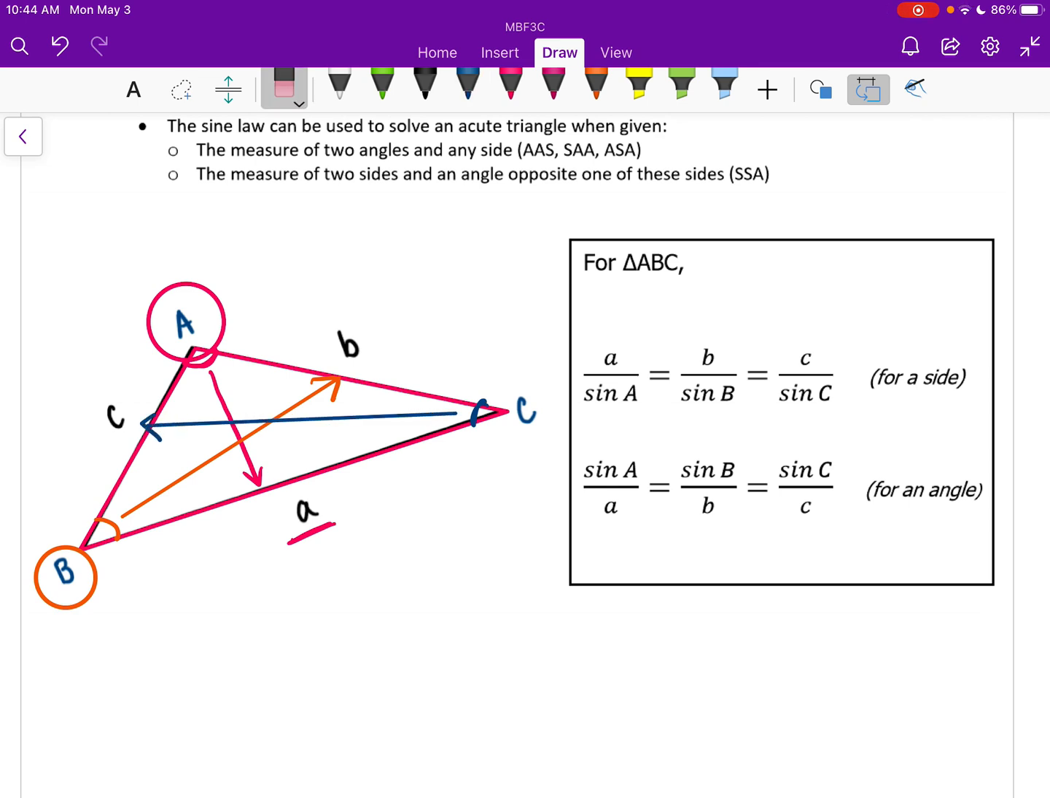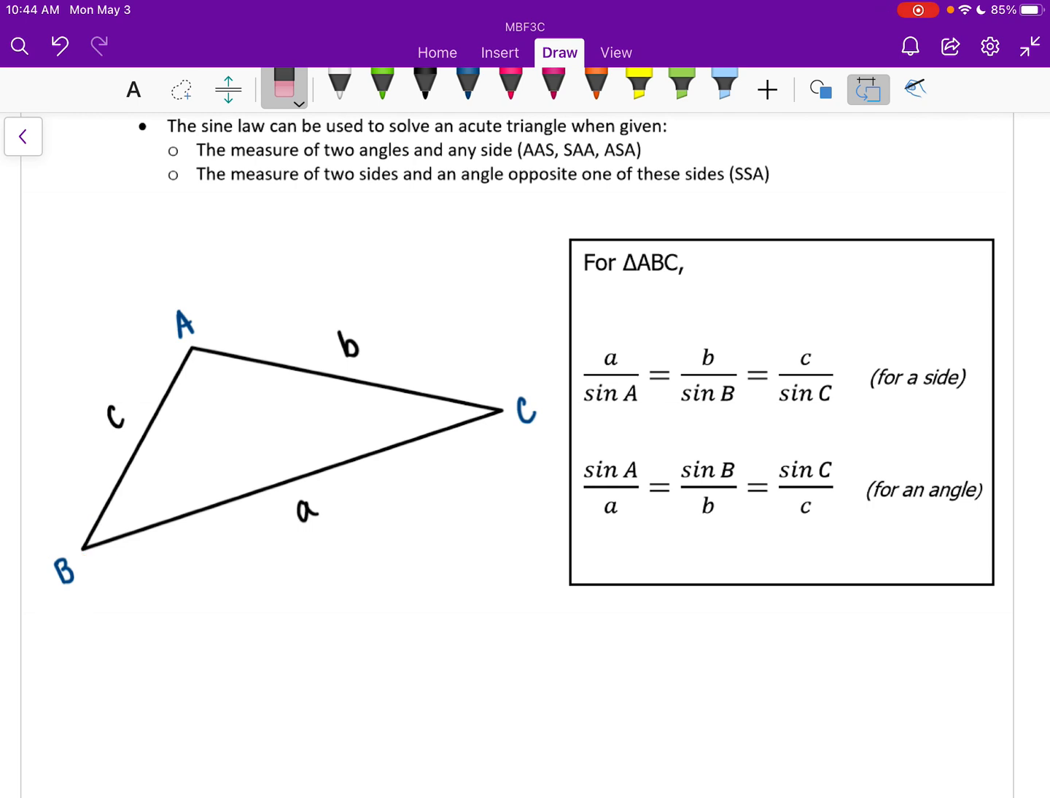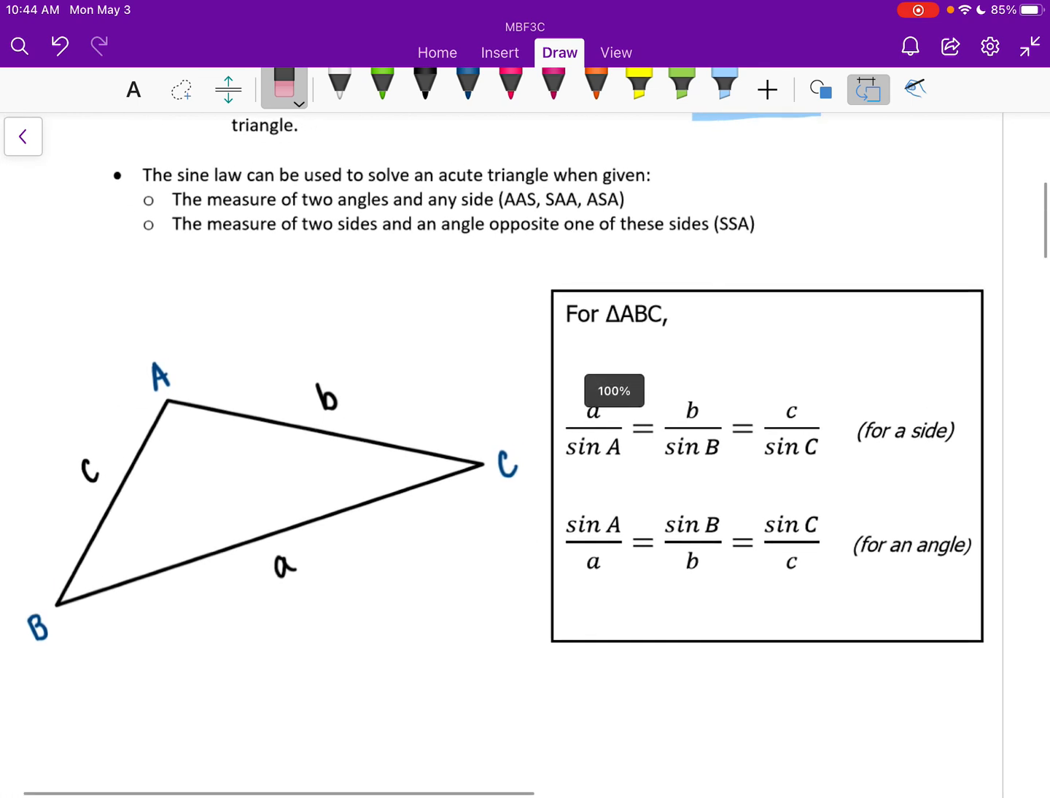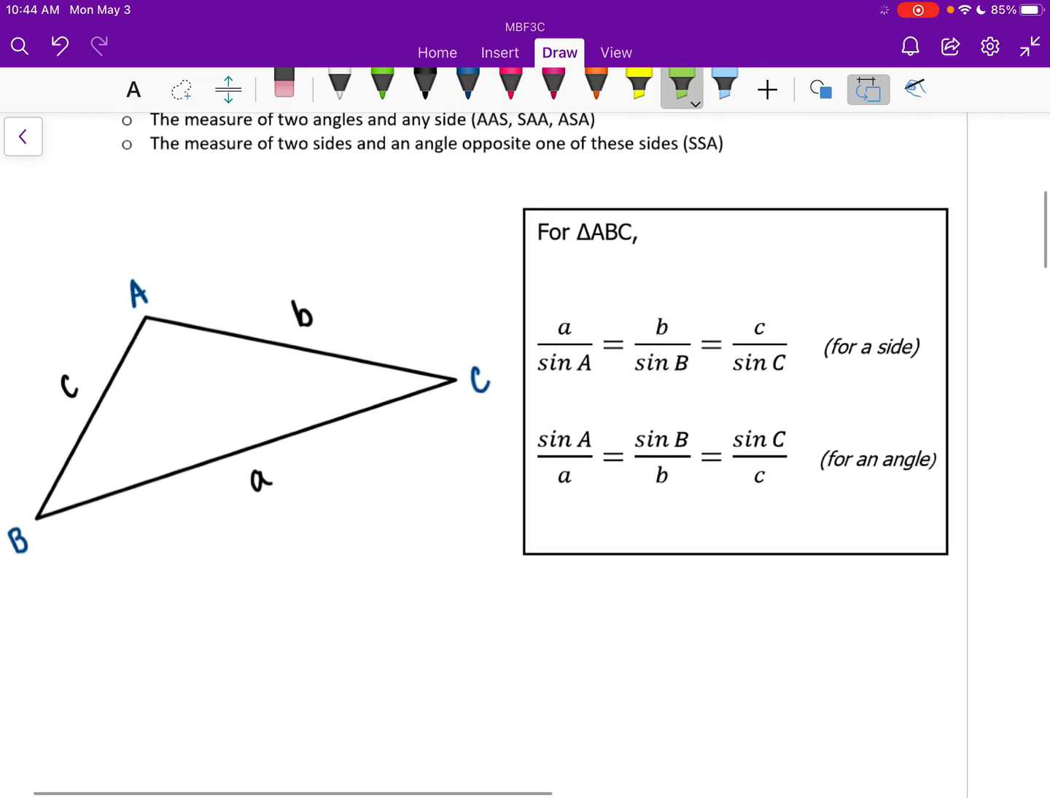So when we're labeling triangles especially, this is important to remember: the opposite side to the angle is going to be that side. With that being said, if this was side A and I wanted to know where angle A was, it would just be the opposite angle to that side. That's important to remember, how to label certain sides of a triangle in order to do sine law, because it starts to become important when we're using this formula over here.